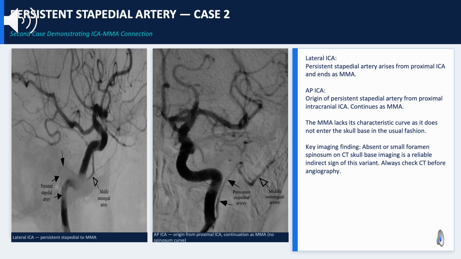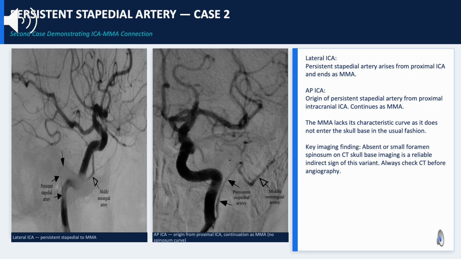Case 2 of the persistent stapedial artery reinforces the two key angiographic findings. First, the MMA is visible on internal carotid injection, not external carotid injection. Second, the MMA lacks its characteristic curve at the foramen spinosum because it does not enter the skull base through that foramen. The absent foramen spinosum on CT is the most reliable pre-angiography screening test. Routinely review temporal bone CT windows on all patients before intracranial or skull base angiography.